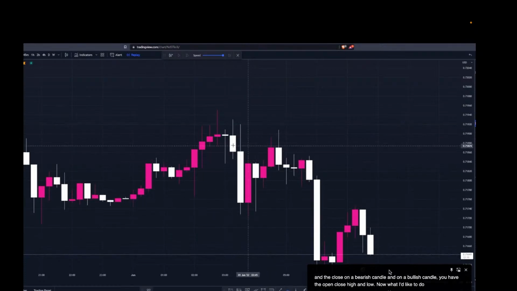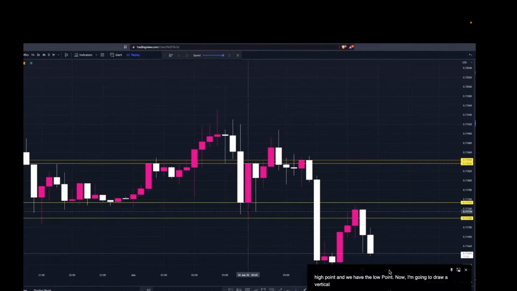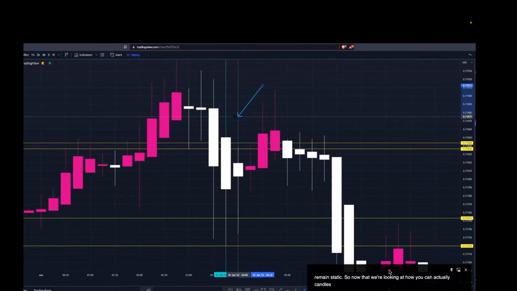Now, what I'd like to do here is draw up horizontal and vertical lines to show you this exact candle in the Heikin Ashi version. So we have the open, we have the close, we have the high point, and we have the low point. Now I'm going to draw a vertical line here to signify that this is the specific candle that we're looking at. As you can see here on the right-hand side of the screen, these are the actual prices of the high, low, open, and close. They will remain static. So now that we're looking at Heikin Ashi candles, just so that you can see the wick better, I'm going to put an arrow pointing at this candle. This is the one that we want to focus on.